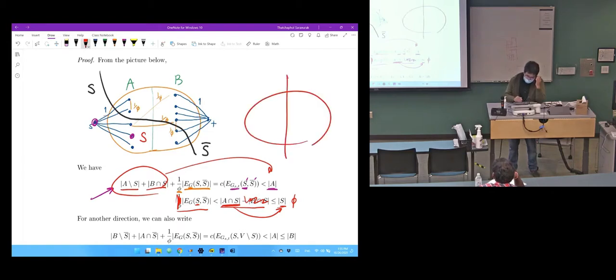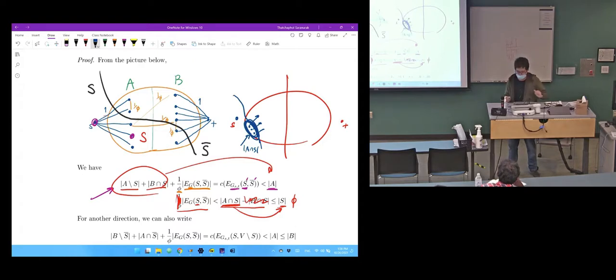If the max flow is just slightly less than A, it means that at least you know the min cut is not just a trivial cut. There must be some part which is non-trivial. Now just look at this thing inside here. The flow inside this part cannot go out of this part. So this is a sparse cut here.